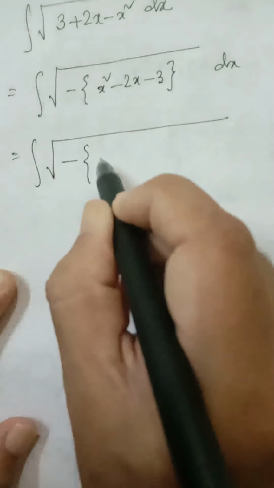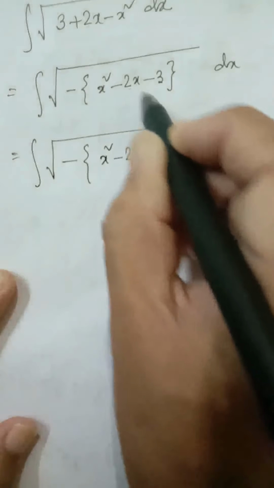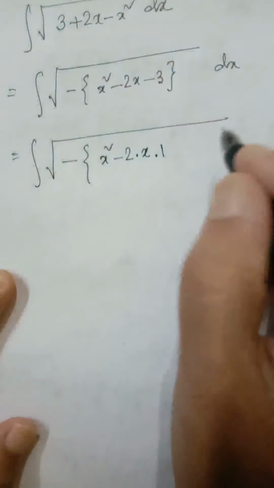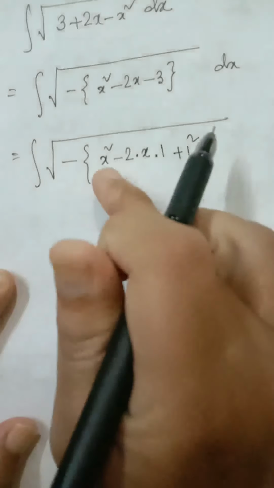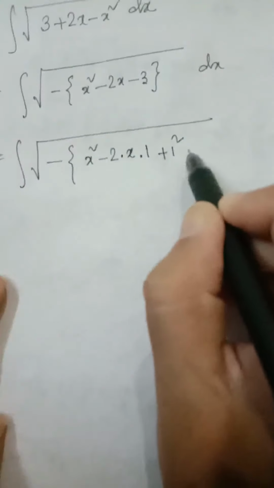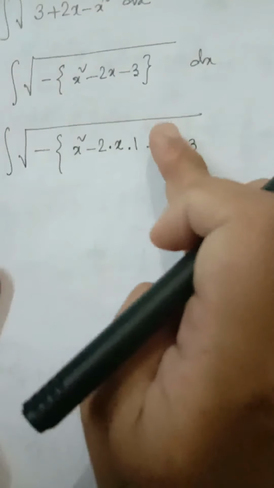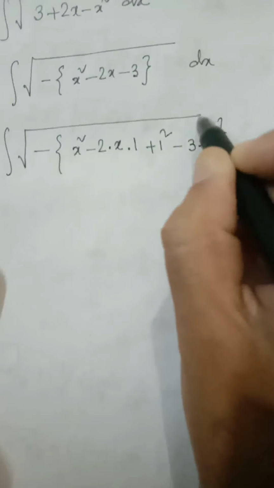Minus of x square minus 2 into x into 1, to get 2x we will multiply 1 with this x. 2 into x into 1 is 2x, and if we add 1 square with this, it will be a whole square, x square minus 2ab plus b square. Now minus 3 was there in this line, and to adjust I have written this extra term plus 1 square. To adjust I have to write a minus of 1 square.